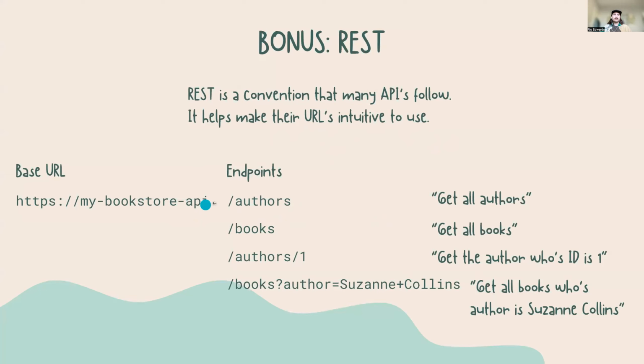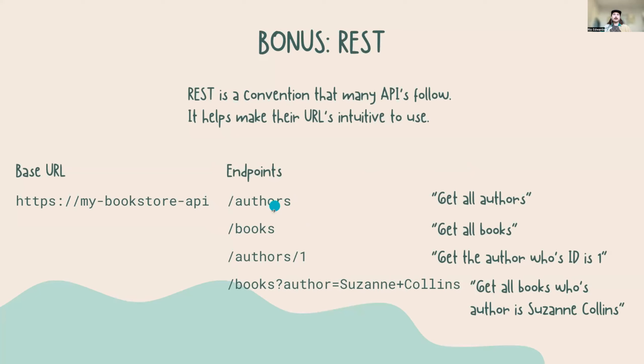So here's an example that I put in here. Say we had a bookstore API. You might say this is the root or the base URL, and then these are different endpoints. So you could have slash authors. And so you could put slash authors at the end of this base URL to get the authors. If you say slash books, it would mean get the books.